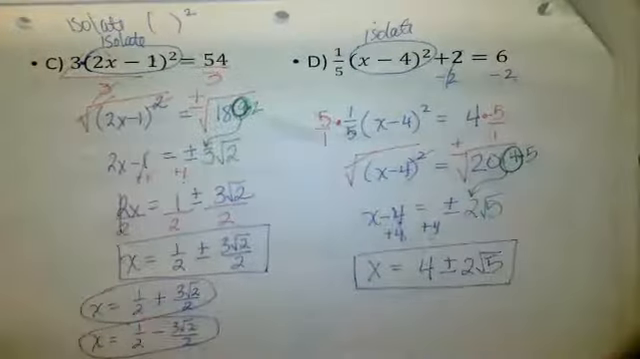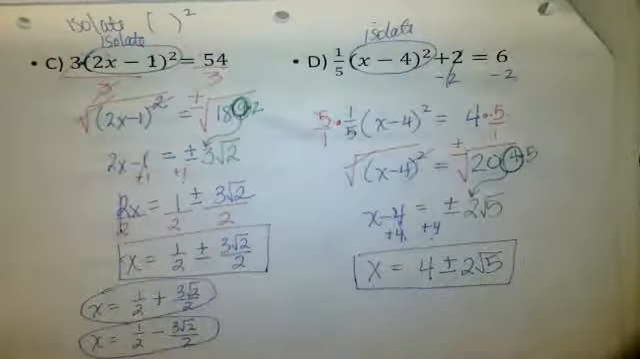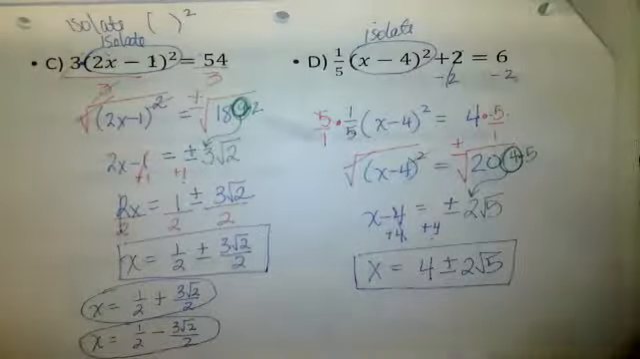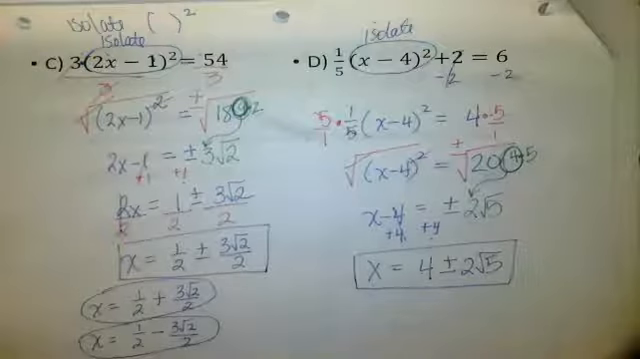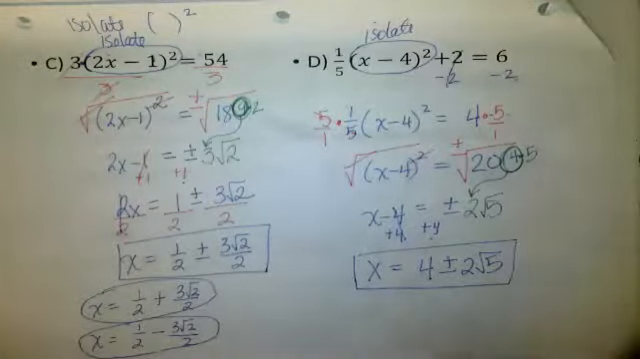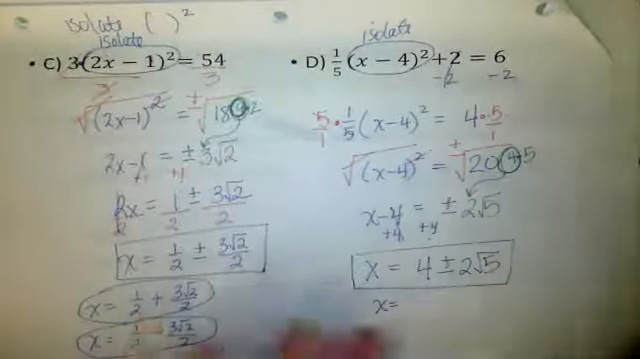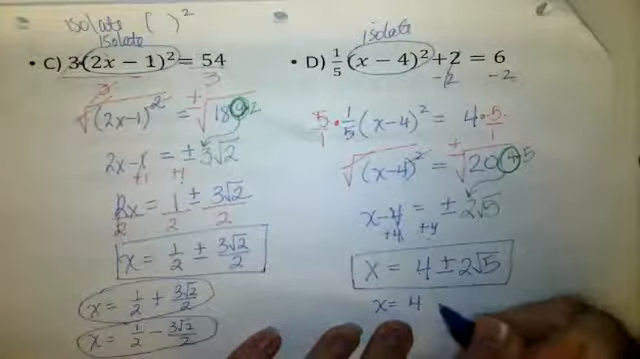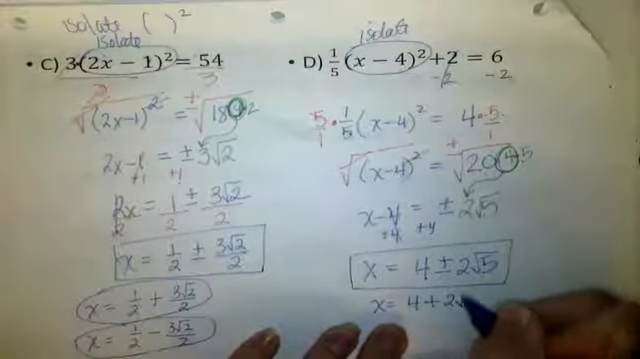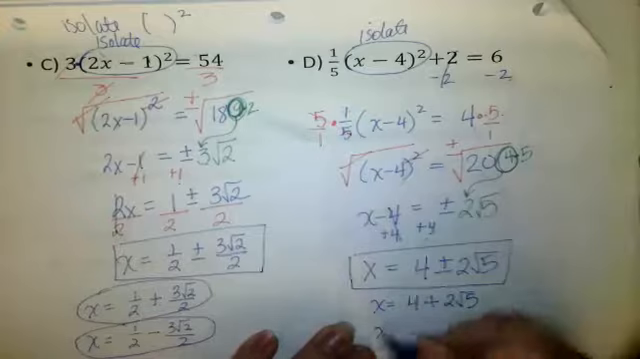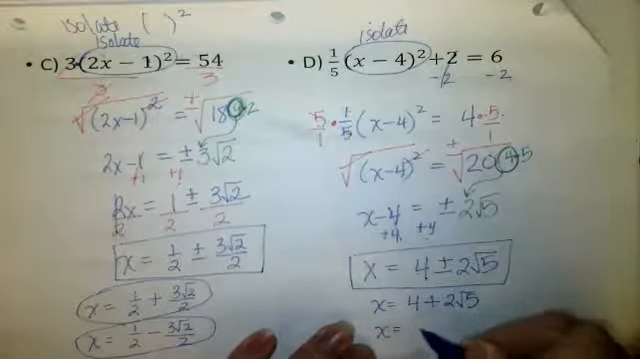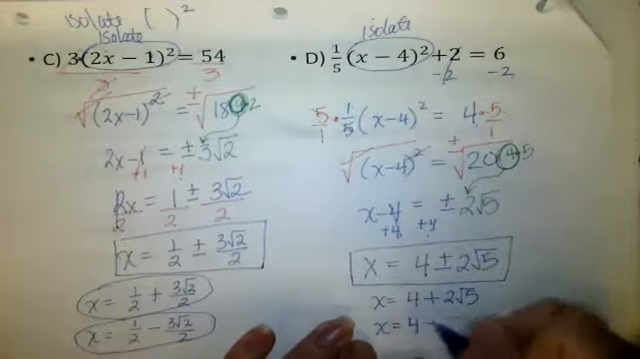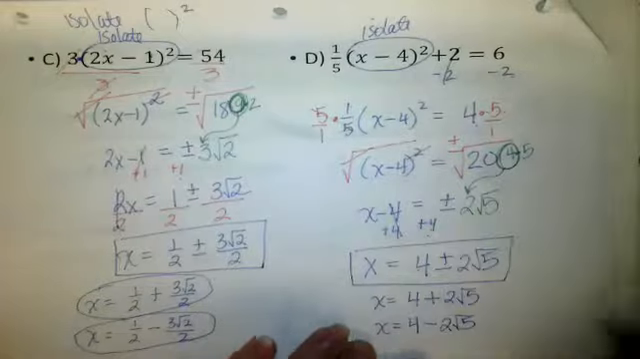But what I want to show you right now is how to check these on your calculator. So make sure you have your calculator out. In order to check these answers in your calculator, you need to separate them first. So what's one answer? 4 plus 2 radical 5. What's the second solution? 4 minus 2 radical 5. So these are your two answers.